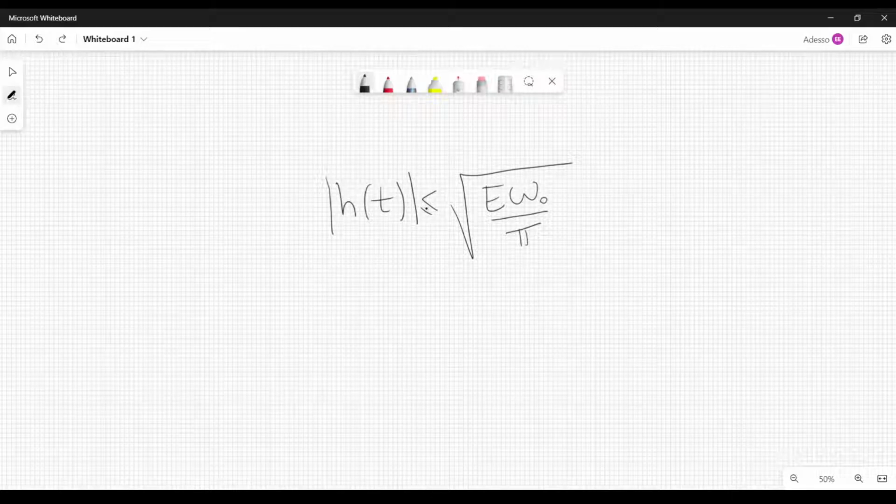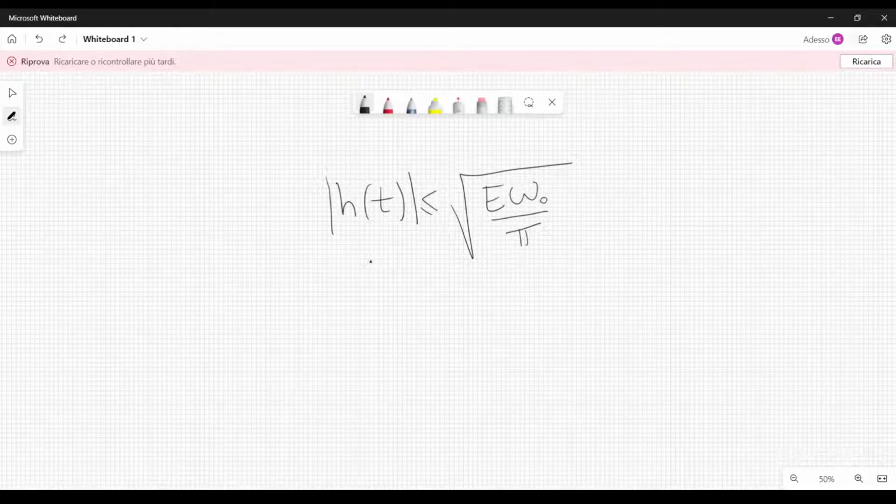We can show that this value is always less than or equal to the square root of the energy of the signal E multiplied by the bandwidth of the signal. The bandwidth means that the spectrum of the signal will be contained inside this frequency range, which is called the bandwidth, omega 0 or omega naught. And then we simply divide by pi, that's the constant pi.